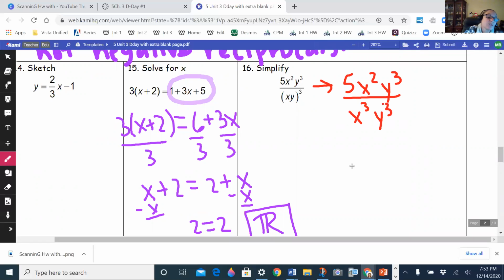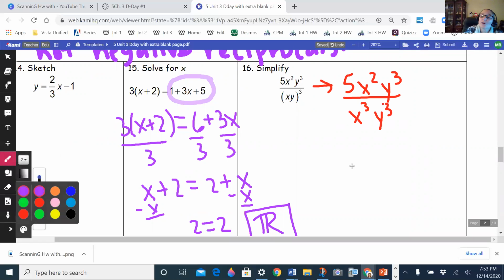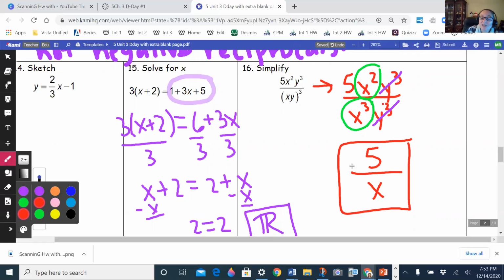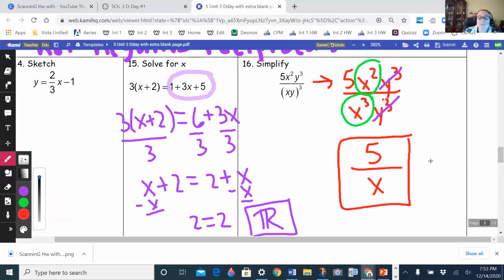So what you'll notice is I have y to the third on top and y to the third on bottom, so that can cancel out. Also, I have 2 x's on top and 3 x's on bottom. That means I can cancel 2 from top and 2 from bottom. When I cancel 2 from top, I'm left with a 5 up there. And when I cancel 2 from the bottom, I'm left with 1x. And that's my answer, 5 over x.